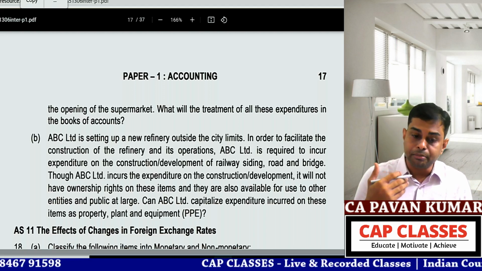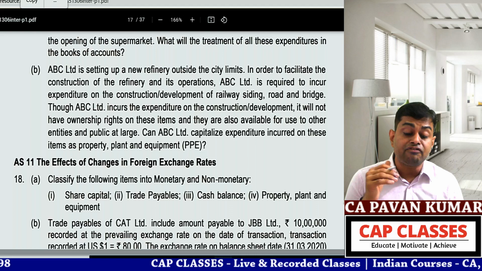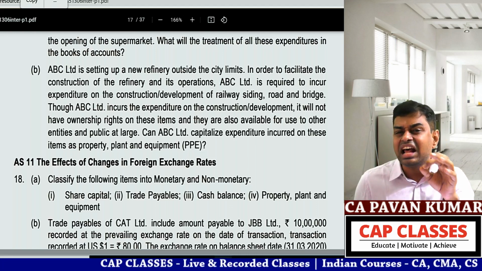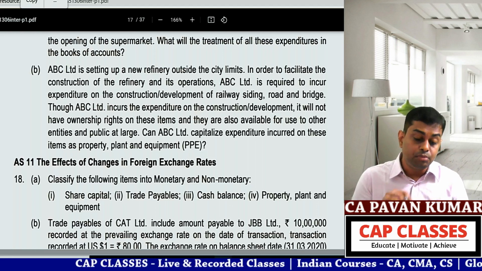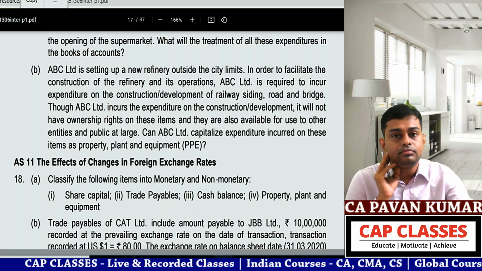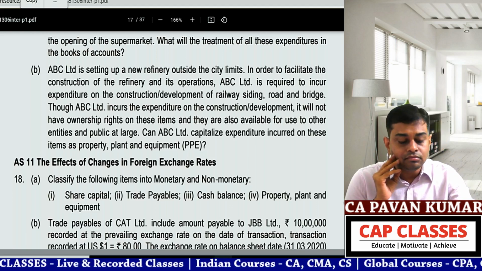Now we'll go to question B. ABC Limited is setting up a new refinery outside the city limits. Note this as a killer problem. Killer. It will slay you. Put a star mark. Try it if it appears in the exam. No surprise. 99% of the students will write the wrong answer for this.